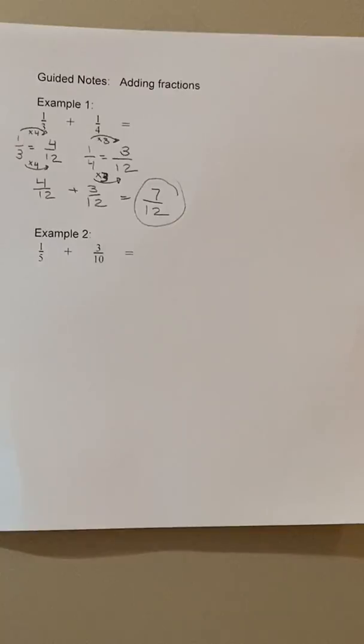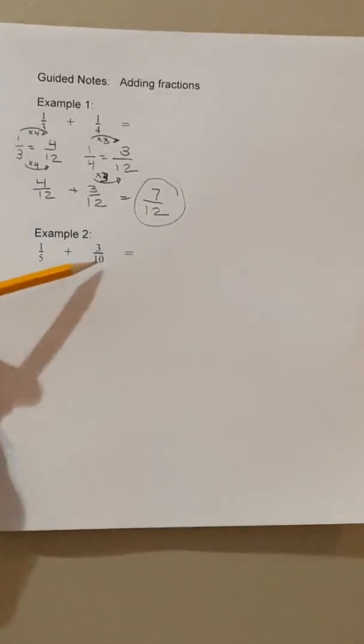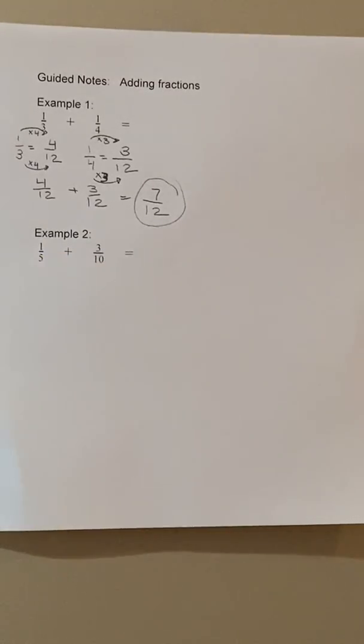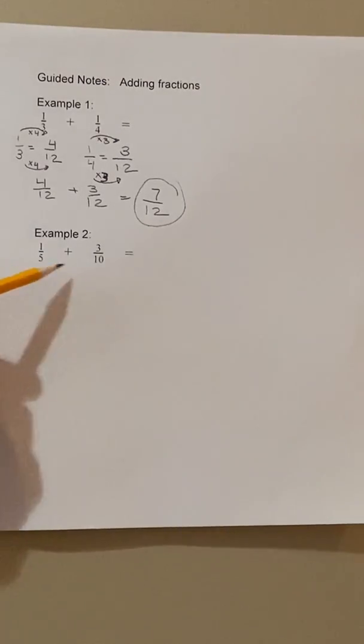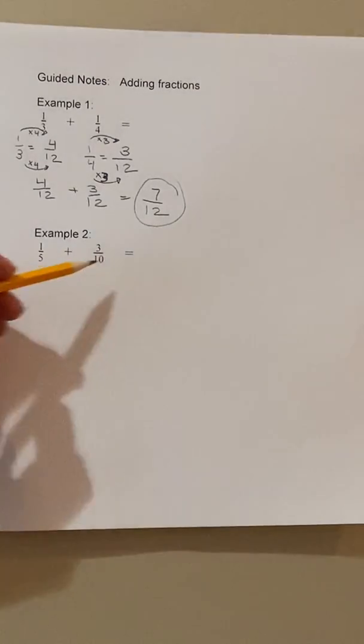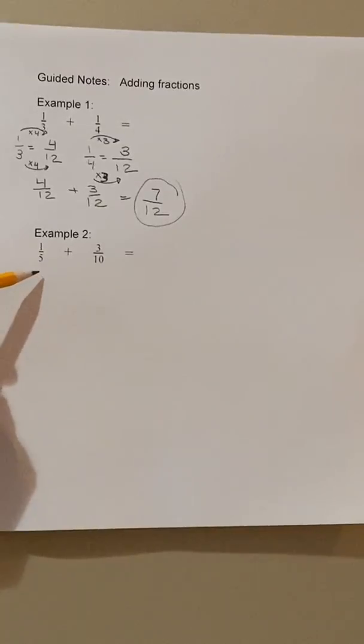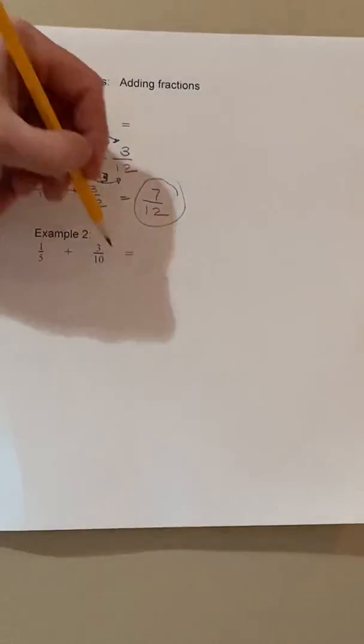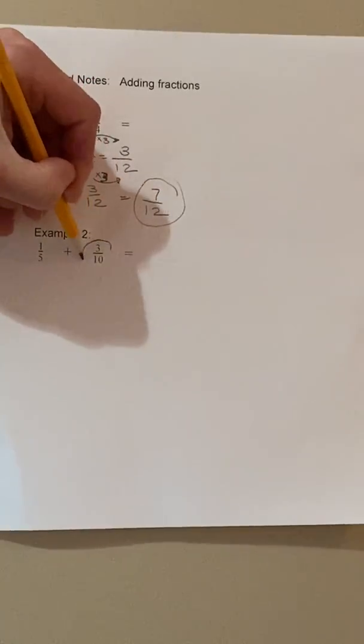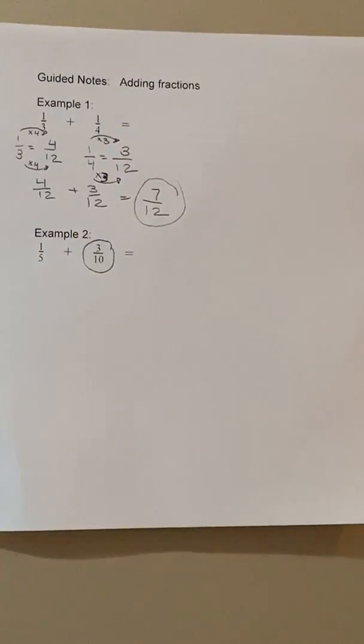So first step, find a common denominator. These do not yet have a common denominator, so I'm going to have to change and find equivalent fractions. What is my least common denominator or least common multiple of 5 and 10? The answer is 10, right? 5 does go into 10. 10 is a multiple of 5. So in this case, I don't need to change this 3/10. I'm just going to circle this because I'm going to leave this one alone. I only need to change 1/5.